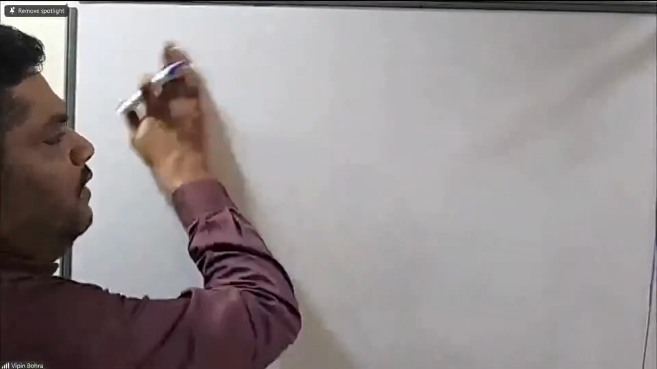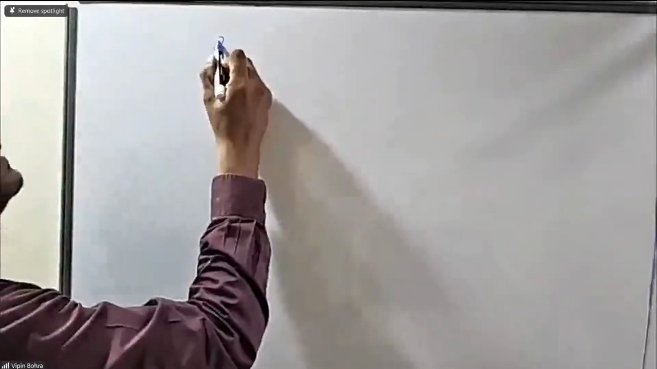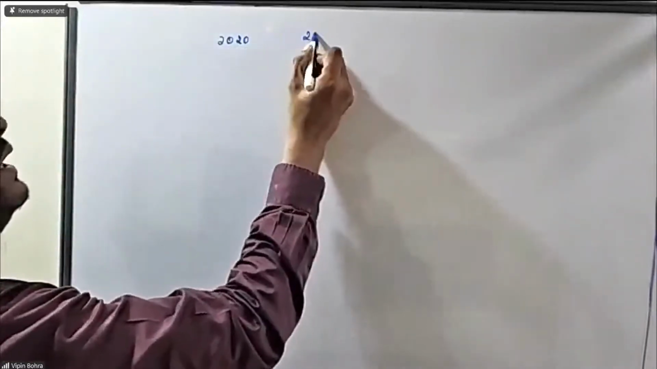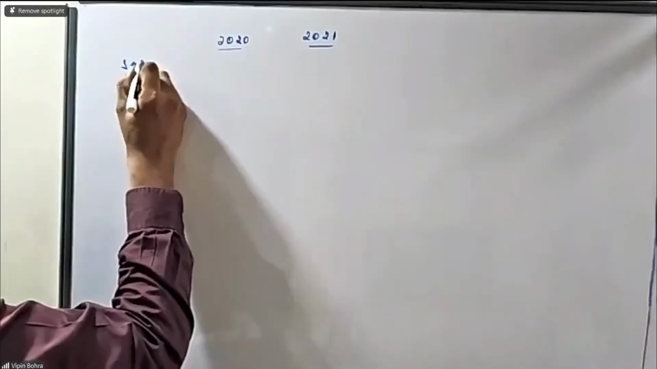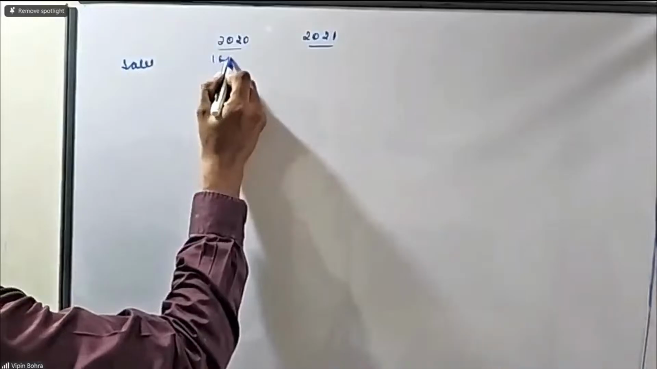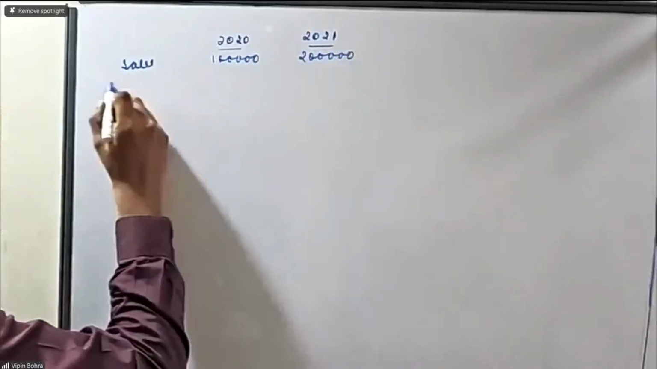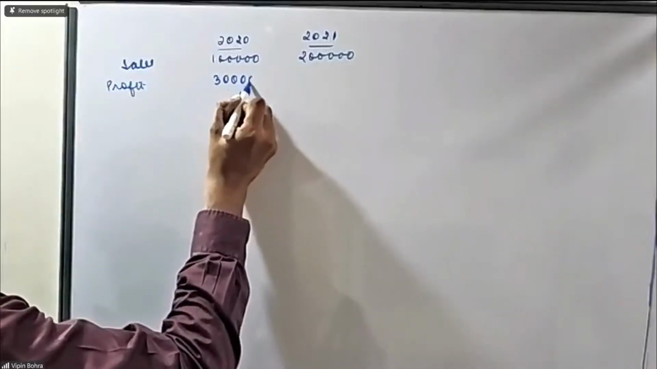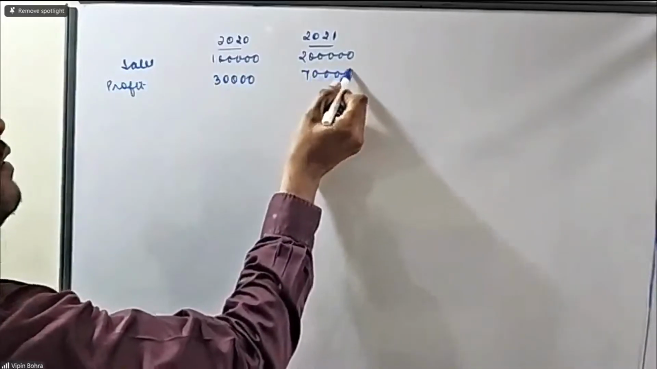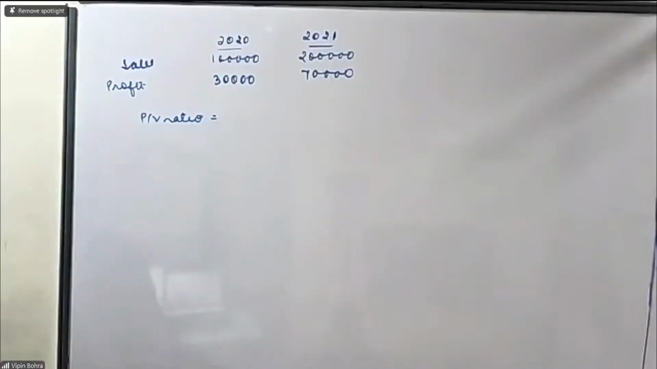So now let's start with the next part, wherein two period figures are given. Let's say 2020 and 2021, wherein the sales figure is given as 1 lakh and 2 lakh, and profit is also given, that is 30,000 and 70,000. And the question asks you to calculate the PV ratio.